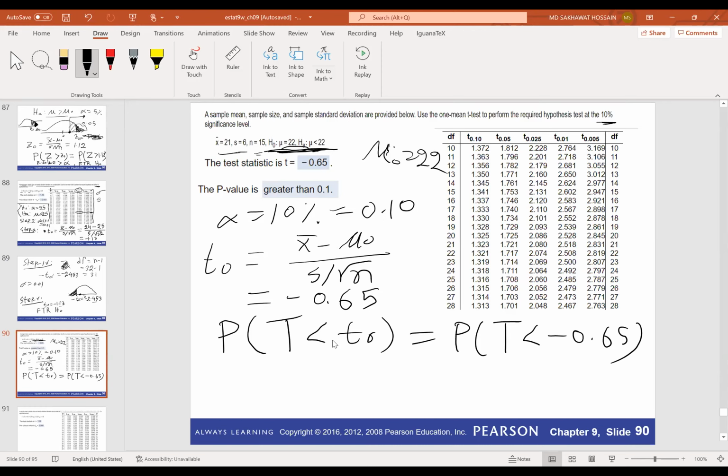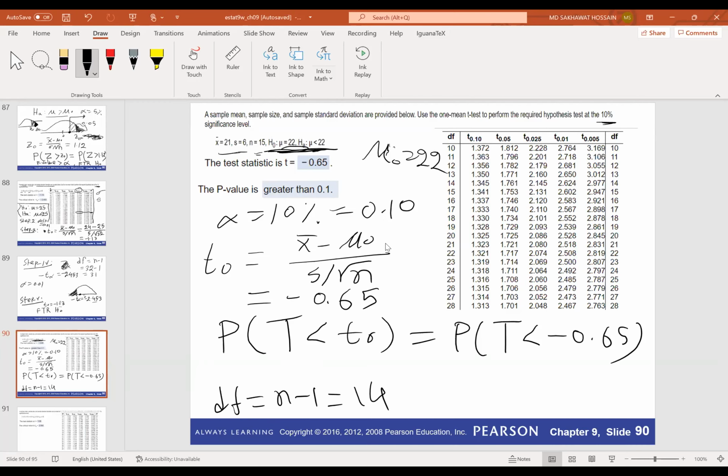To find the p-value, you need to know the degrees of freedom. So what is the degrees of freedom in this case? What is df? Anyone? This is n minus 1. No, it is not 21. 22 is the hypothesis value, mu 0. Yeah, it should be 14, that's correct. 15 minus 1. Yes. So that is the degrees of freedom.